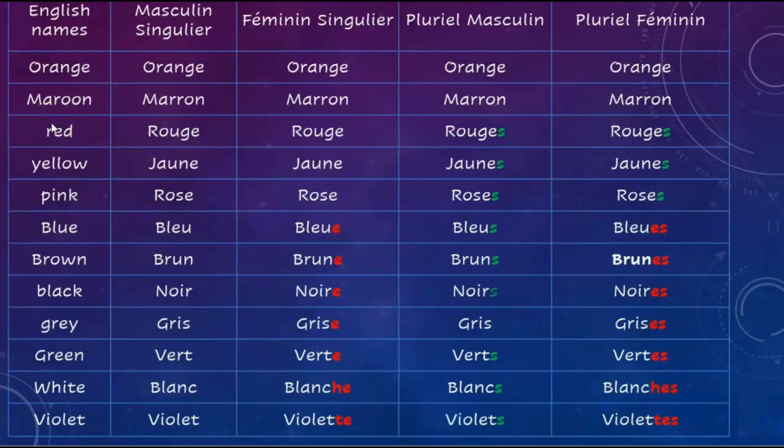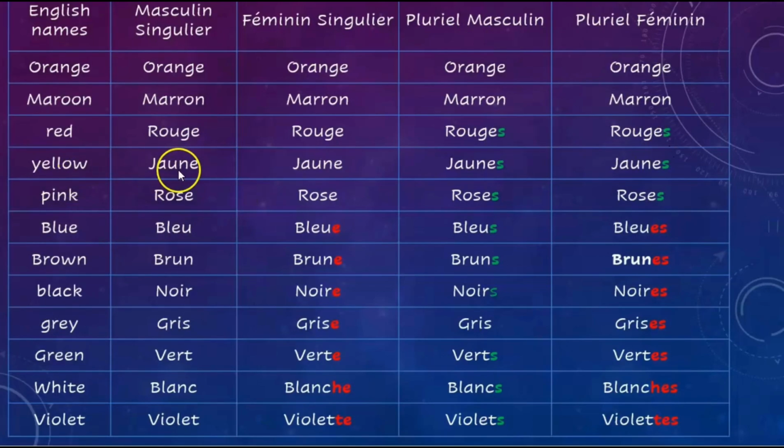We'll move to the red color. Red is called rouge. Masculine singular is rouge. Feminine singular is also rouge because there is already an e here. For plural, we add s, for both masculine plural and feminine plural.